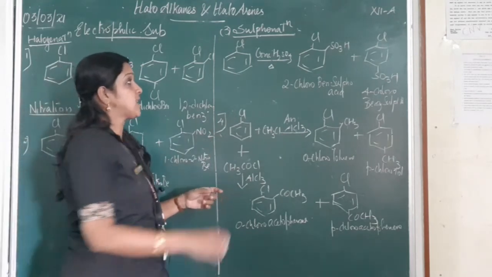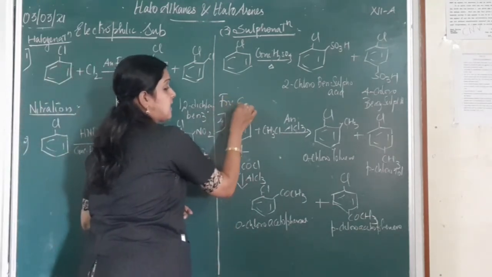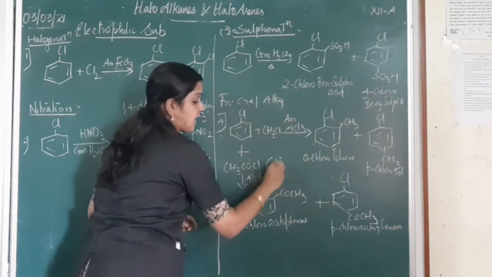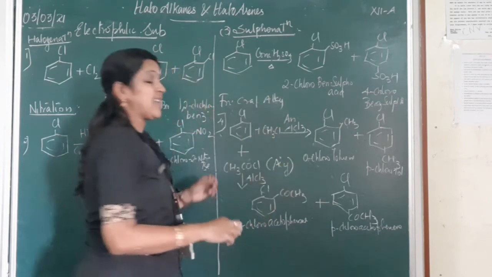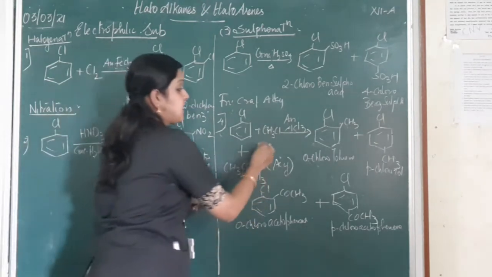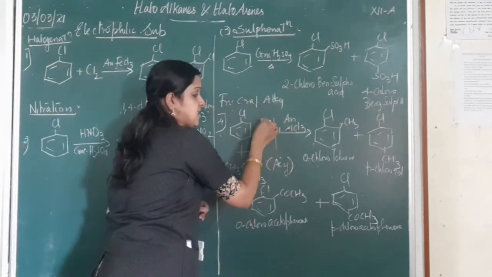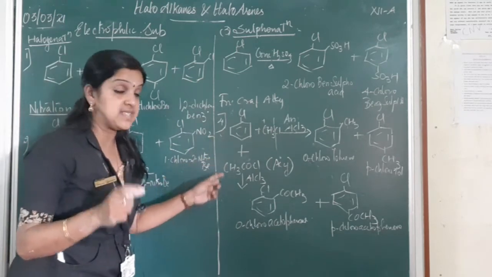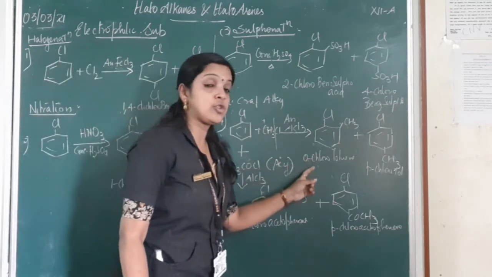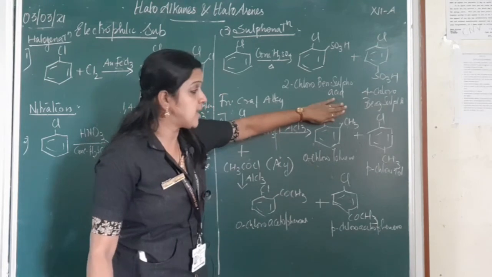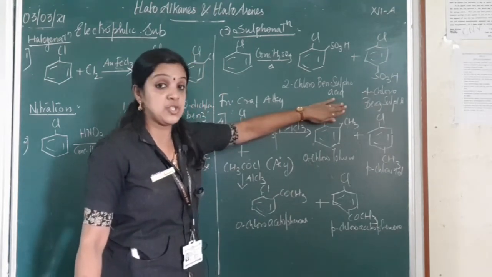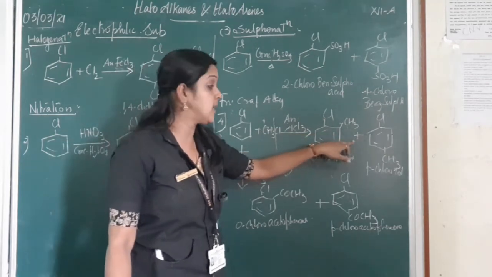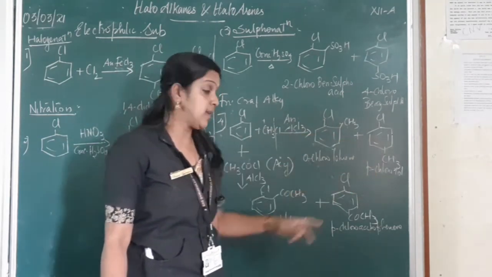The next two reactions are Friedel-Crafts alkylation and Friedel-Crafts acylation. When I say alkylation, CH3Cl, CH3 will be my alkyl part, which is getting added to my benzene. So here I get ortho-chloro-toluene. We know methyl benzene is nothing but toluene. So when chlorine is there, you get ortho-chloro-toluene or para-chloro-toluene.